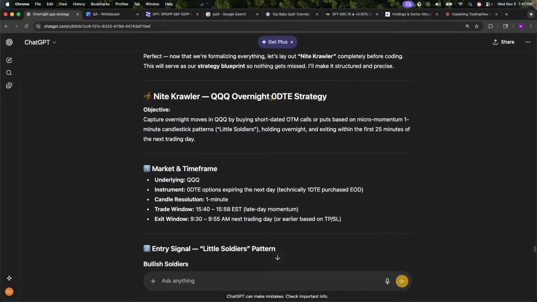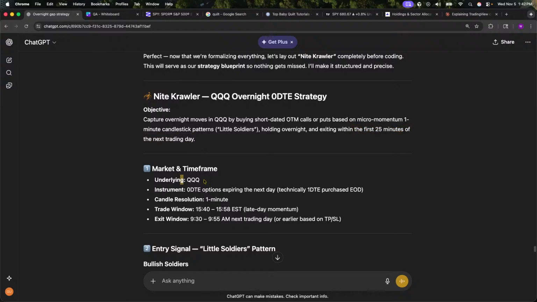All right, so 0 DTE is letting us know that this strategy has same day expiration, right? But this is going to be a little bit different because this is going to be overnight. So this is going to be next day expiration, quote unquote. But 0 DTE lets you know that it expires the same day. So we're capturing the overnight moves of QQQ by buying short dated, out of the money, OTM means out of the money, calls or puts based on the micro movements of the 1 minute candle patterns called the little soldiers, holding overnight and then exiting within the first 25 minutes of the trading day.